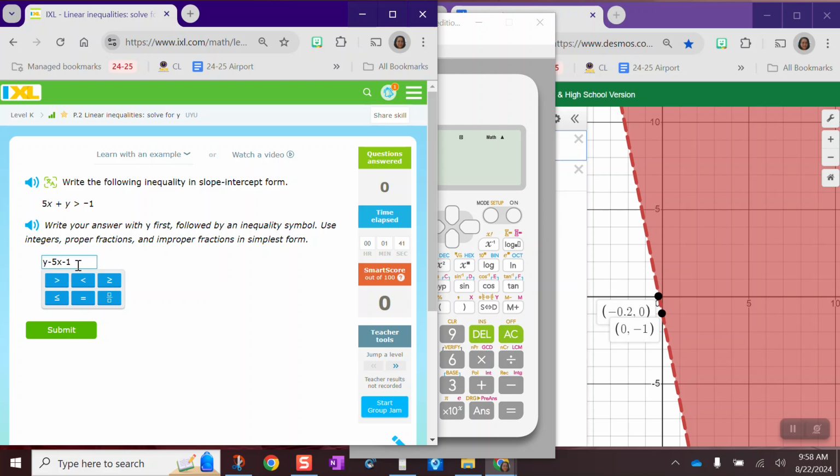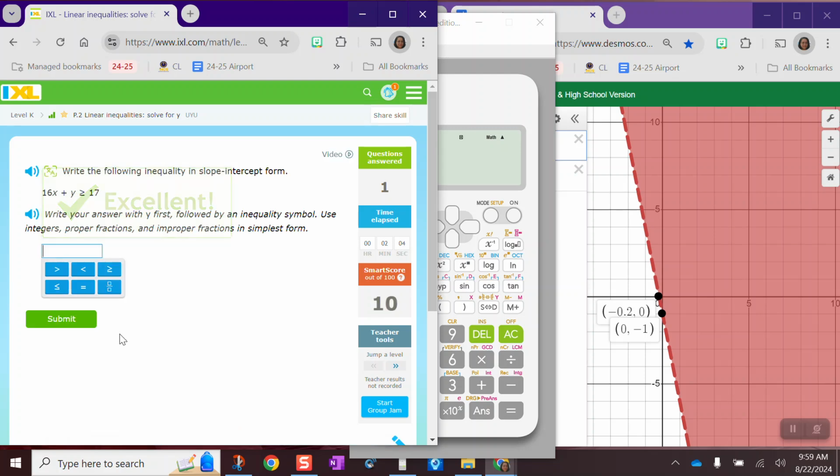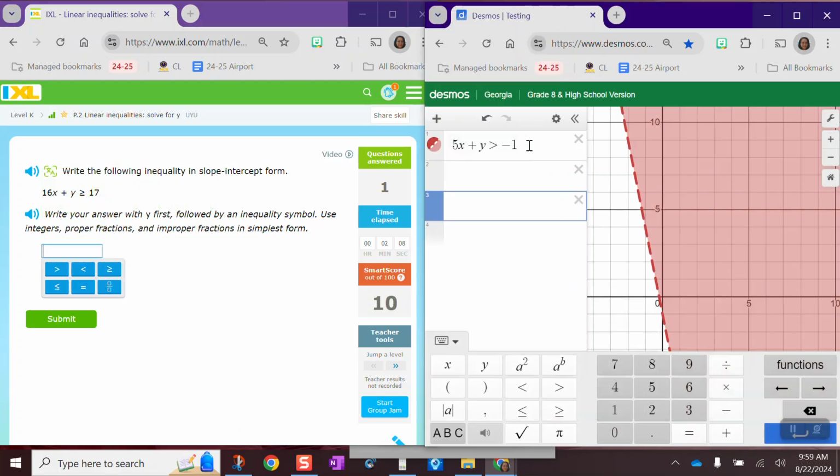Now y. Where am I shaded? Above the line or below the line? Above. Okay, that's why it's greater than. And then, is it a dashed line or a solid line? Dashed. So that's why I'm going to leave it as a regular greater than symbol. No equal sign needed. Cross our fingers. Yes. All right, let's do it again.